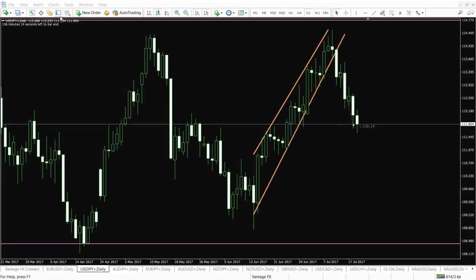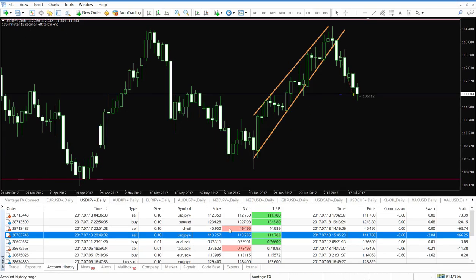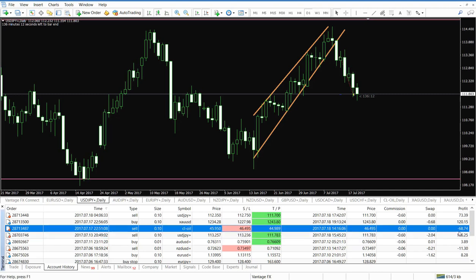Okay, let's see other positions. We got stopped out on some other positions as well. See, oil, we just had it took our stop loss.